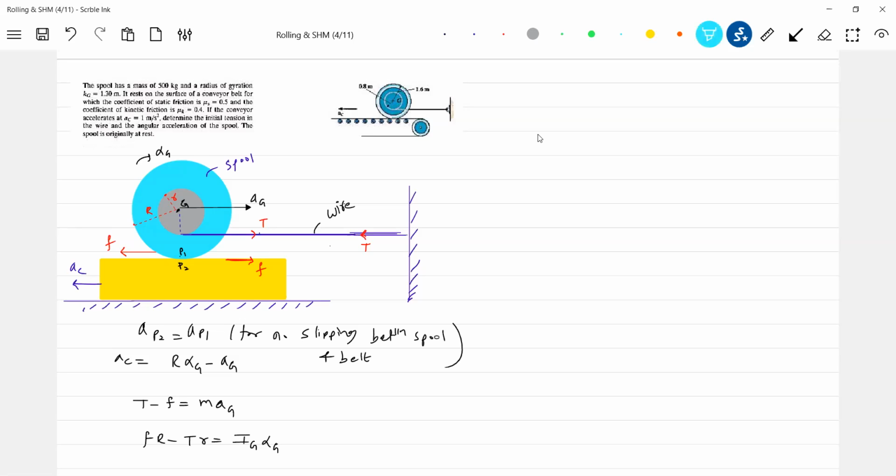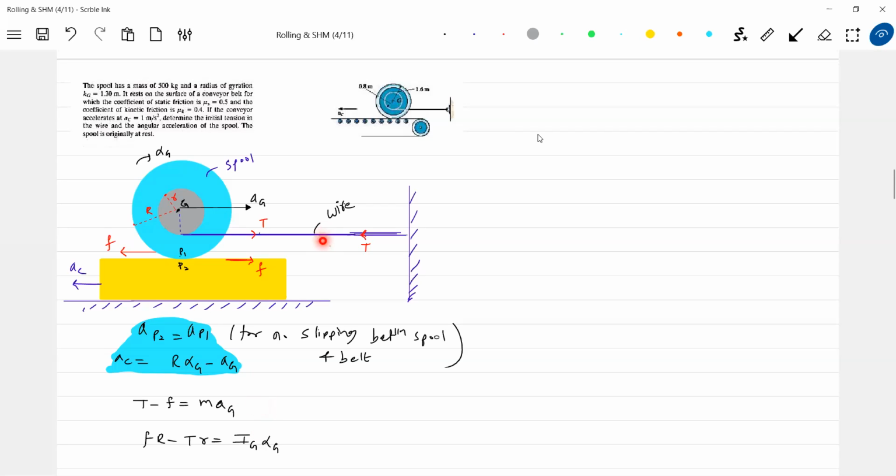Okay, got the idea? From here is what I brought that relationship. Now check it, is our problem over? How many unknowns are there? Substitute AG value, substitute alpha G value, and AC is given, but T and F are both unknown. So we have how many unknowns? 4 unknowns are there, and 3 equations. I need one more equation. From where? One more equation.